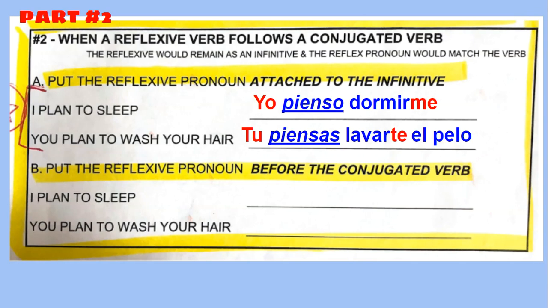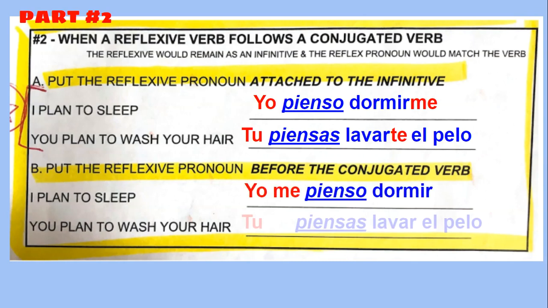Now I can also put it before the conjugated verb. The conjugated verb is underlined on that first one. Pienso and piensas. Look at this one. I plan to sleep. Yo me pienso dormir. Or tú te piensas lavar el pelo. So when there are two verbs, I can either attach it to the infinitive or I can move it in front of the conjugated verb.